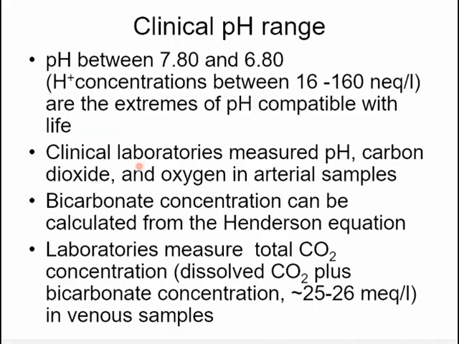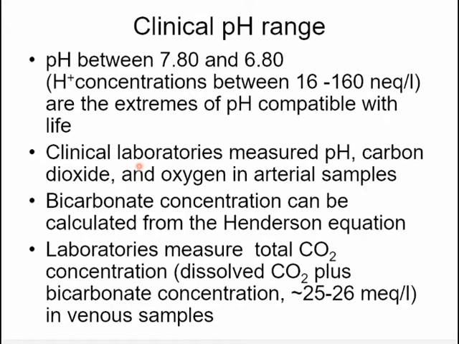So just to review, also clinically, life is only compatible between a pH of 7.8 and 6.8. You know that the normal pH in the body ranges from about above 7.35 and below 7.44. So it's a very narrow range. And at the extremes, it could reach up to 7.8 or as low as 6.8. However, beyond these figures, extremes of pH are no longer compatible with life.